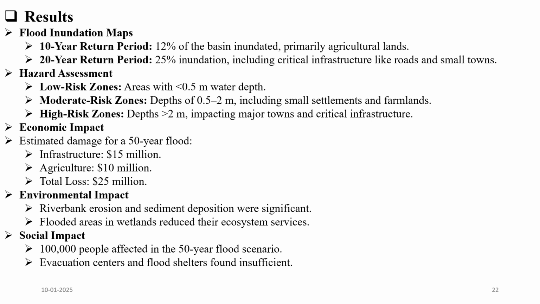Economic impact: estimated damage for a 50-year flood, infrastructure $15 million, agriculture $10 million, total loss $25 million. Environmental impact: riverbank erosion and sediment deposition were significant. Flooded areas in wetlands reduce their ecosystem services. Social impact: 1 lakh people affected in the 50-year flood scenario. Evacuation centers and flood shelter funds are insufficient.